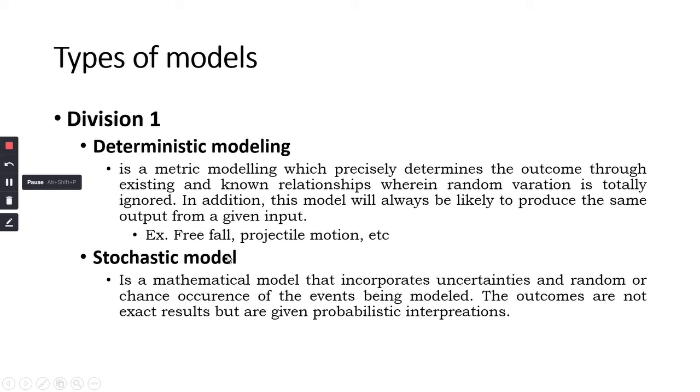Okay. So the stochastic model is actually a mathematical model that incorporates uncertainties and random or chance occurrence of the events being modeled. And the outcomes are not exact results but are given probabilistic interpretations. So I'm sorry about this typo. Examples: the stock market, earthquakes, and one perfect example in physics is quantum mechanics.